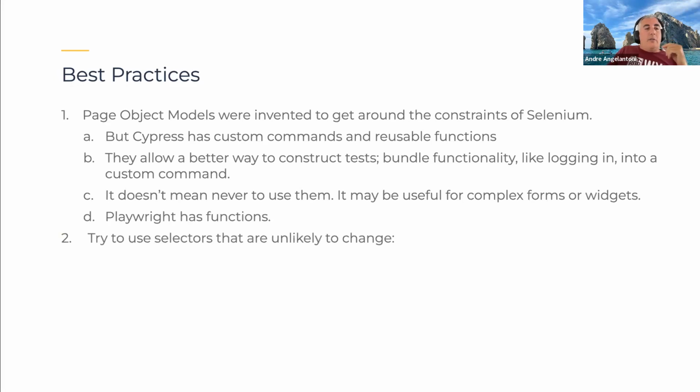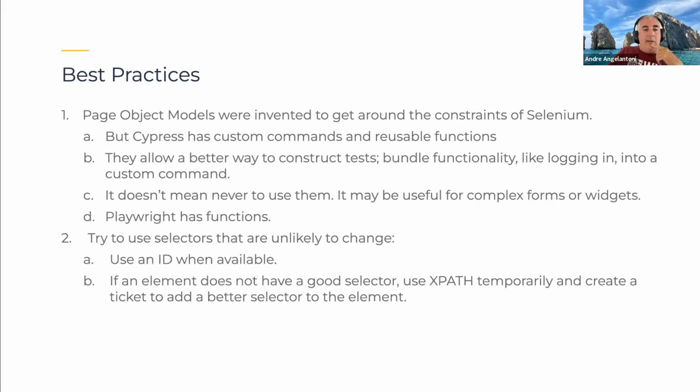Okay, next best practice. Try to use selectors that are unlikely to change. So use an ID when it's available. If an ID does not have a good selector, use XPath temporarily and create a ticket to add a better selector to the element. I'm going to actually get into selectors in a little bit. But the point here is you want to teach everyone on your team to pick selectors that are unlikely to change, because if a selector changes, that's going to cause one of your tests to fail. That's going to contribute to flakiness, and it's going to contribute to frustration on the team.